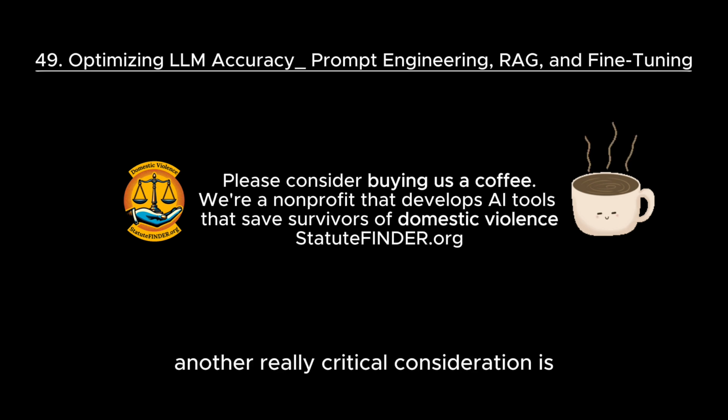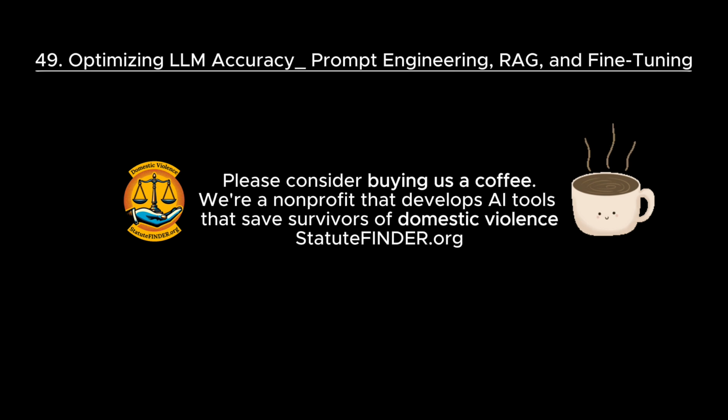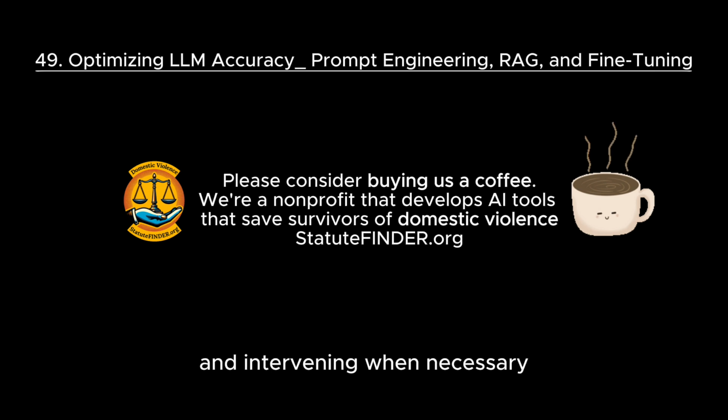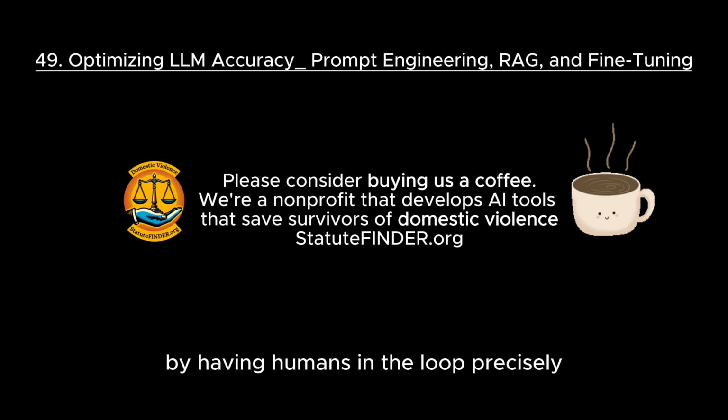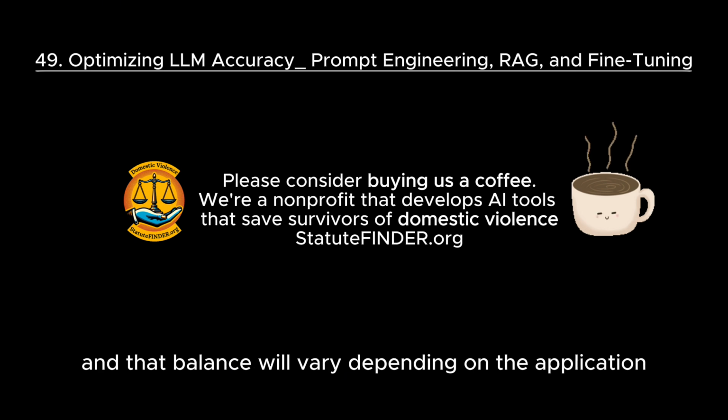Another really critical consideration is the level of human oversight. Will the LLM be operating completely autonomously? Or will you have humans involved in monitoring its performance and intervening when necessary? So even if the model isn't perfect, we can mitigate risks by having humans in the loop. Precisely, it's about striking that right balance between automation and human intervention, and that balance will vary depending on the application. That's making a lot of sense.